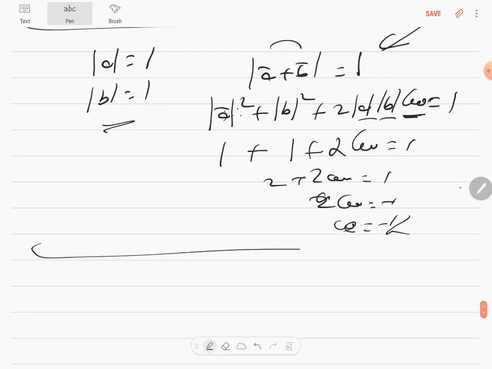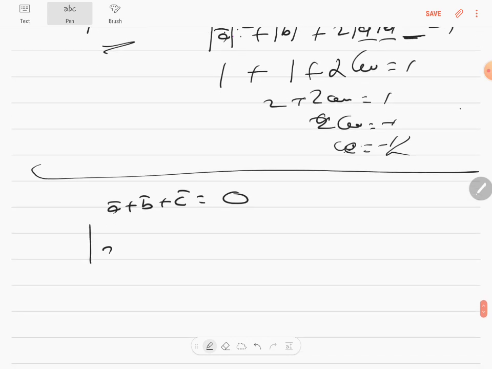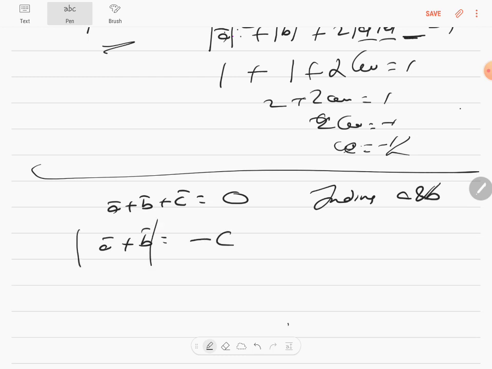Similarly, there will be questions where they'll say the sum of the three vectors is equal to 0. A vector plus B vector plus C vector is equal to 0. Then immediately you should write magnitude of A plus B plus C is equal to 0. But even before writing that, if the question is about finding the angle between A and B, take the C to the other side. If finding the angle between A and C, then take the B to the other side. So let's keep it as finding the angle between A and B. Therefore, which one am I going to take to the other side? C. So A plus B is equal to minus C, and the magnitude.